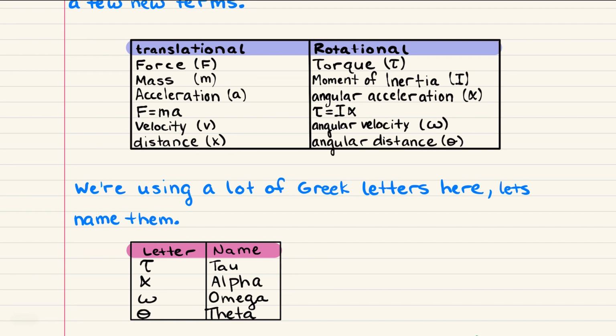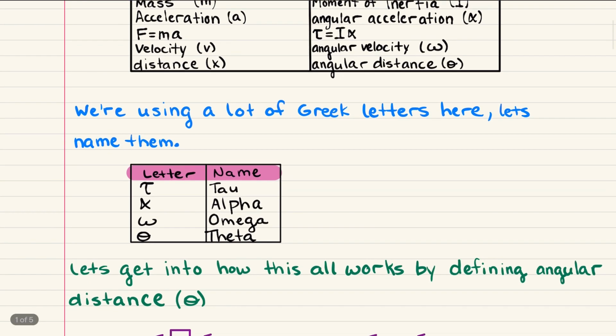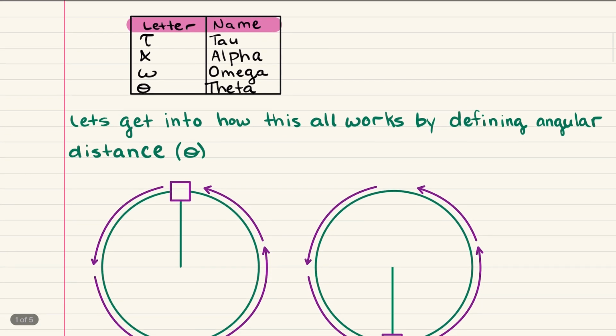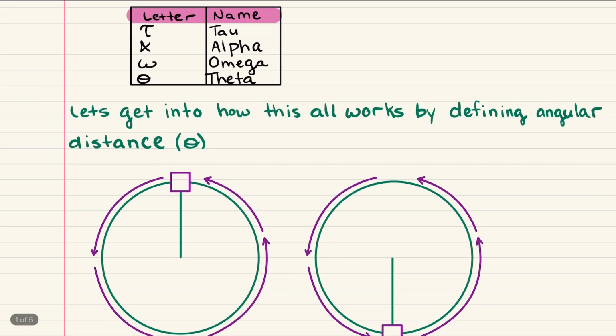That t that we're using for torque is actually the Greek letter tau. All right, that almost looks kind of like an X, kind of looks like a fish. That's alpha. That's the first letter in the Greek alphabet. That's going to be for angular acceleration. The letter that looks kind of like a W, but it's really rounded, that's going to be the lowercase omega in the Greek alphabet. We're going to use that for angular velocity. And then, of course, you've seen it before, but we're also going to be using a lowercase theta for angular distance. So let's get into this and see how all of this works by defining angular distance.